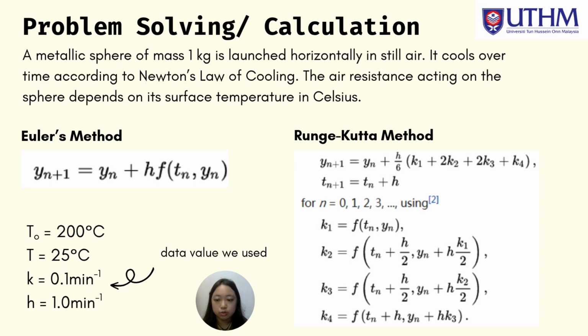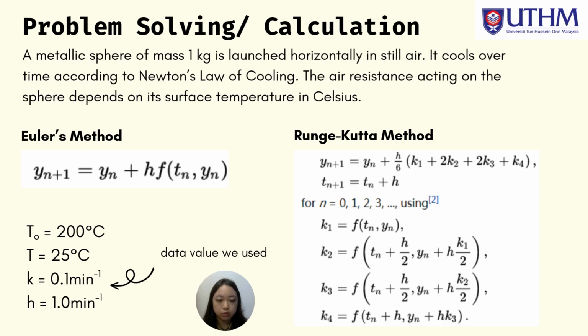In the calculation, we are using two methods. One of the methods is the Euler method, and the formula below is y_{n+1} = y_n + h f(t_n, y_n). This is the formula of the Euler method. And the second method is the Runge-Kutta method. This is the formula of the Runge-Kutta method.